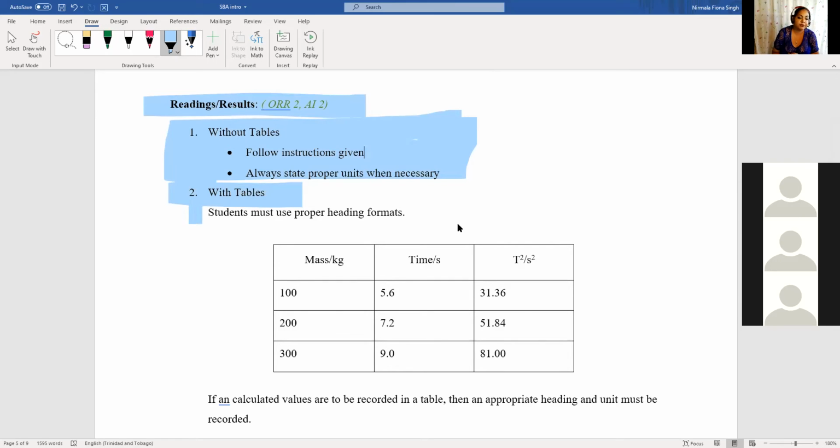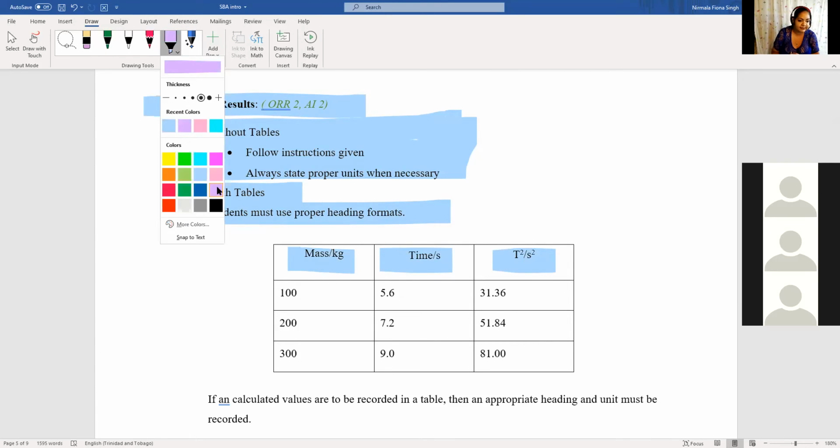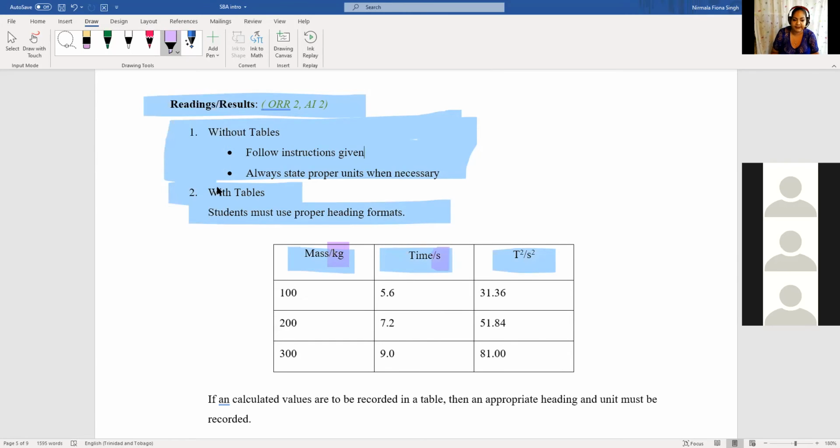So students must use proper headings and formats. The best way here, I have an example. I have mass, time, and time squared. Now, if you look here, you're going to see that we have mass slash kilogram, time slash seconds, time squared slash second squared. You are to record the unit in the top row of your table.